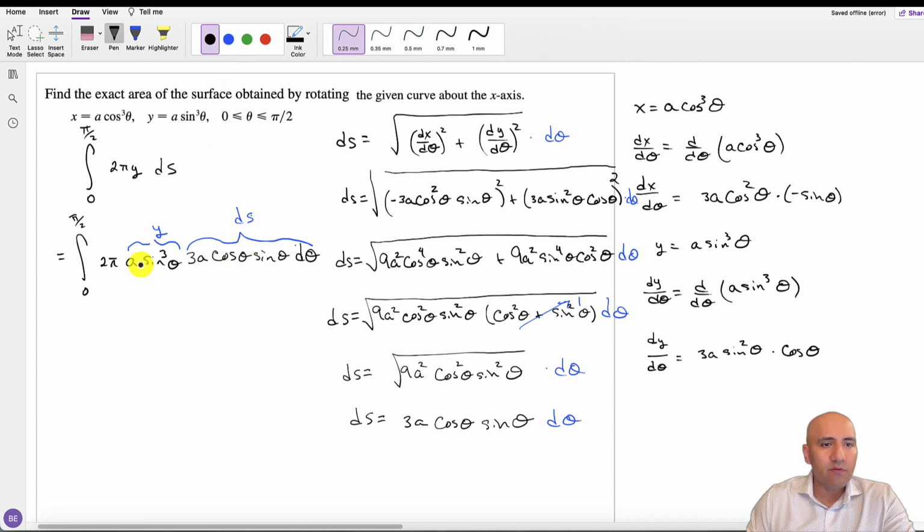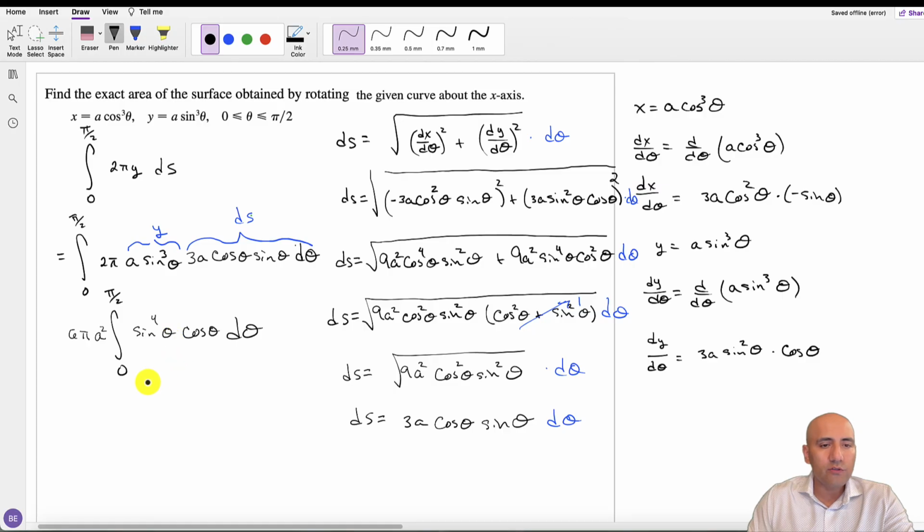Okay, so now let's try and simplify this. We have a constant there, a constant there. The a is a constant as well. 3 is a constant. Okay, so a lot of constants. 2 pi, 6 pi, 6 pi a squared, and then the integral from 0 to pi over 2. And 2 pi a, that's been taken care of. So the only thing that survives inside here is sine to the third, cosine, and sine. So we end up with sine to the power 4 theta, cosine of theta, d theta.